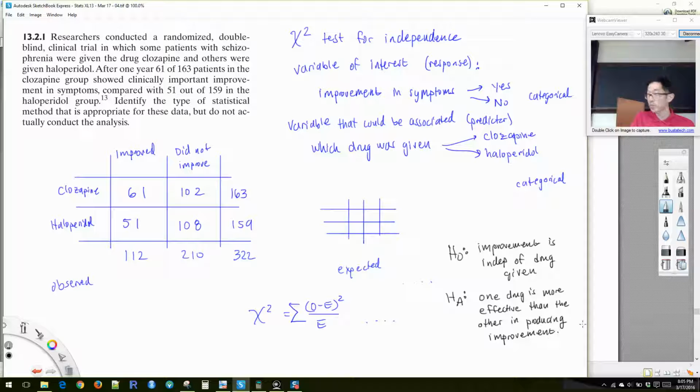So that would be non-directional, the way that you've... Yeah, the way I've written this is non-directional, because I didn't specify which drug. If I wanted to make it directional, I would just write something like clozapine is more effective than the other in producing improvement, or haloperidol is more or less effective, whatever. The way I've written it, this would be non-directional, yes. Okay?